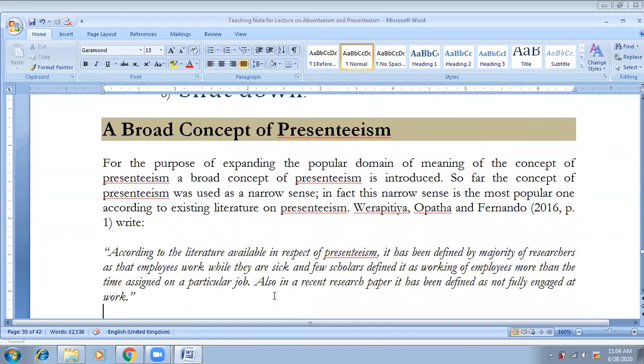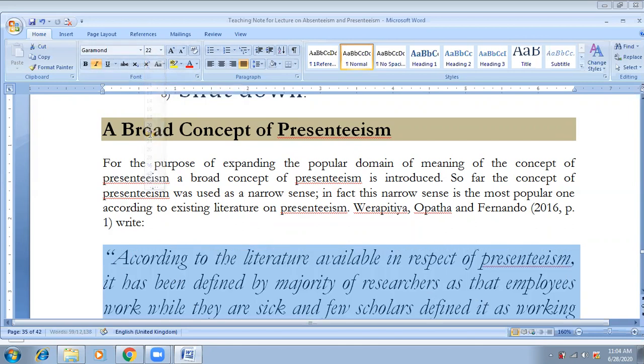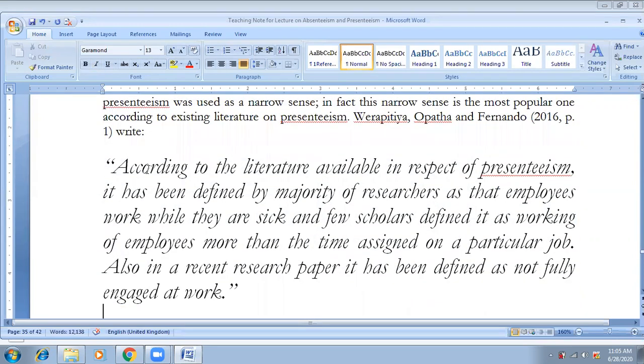Also, a broad concept of presenteeism. Normally, most authors who dealt with presenteeism management followed the earlier definition that I consider a narrow definition. According to the literature available, presenteeism has been defined by the majority of researchers as employees working while they are sick, and few scholars define it as employees working more than the time assigned on a particular job. Also, in a recent research paper, it has been defined as not being fully engaged at work.